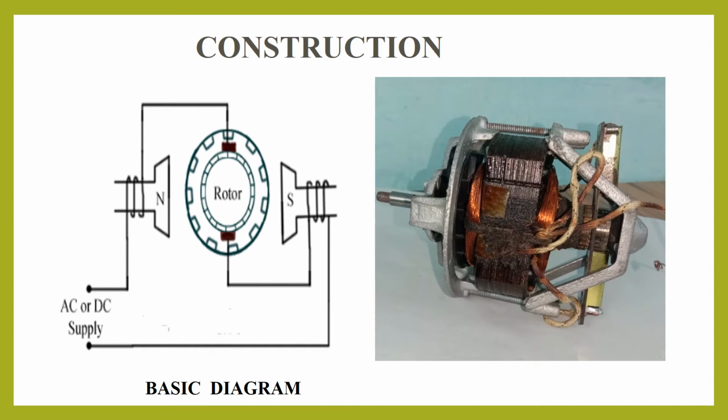The same construction is shown here. You see, this is your north pole, this is a field. This is connected in series with the armature. This armature is rotating. The black color symbol shows the brush. So this is a normal basic diagram of your universal motor. You see the right hand side? On the right hand side, this is the mixer blender motor. That is our universal motor.